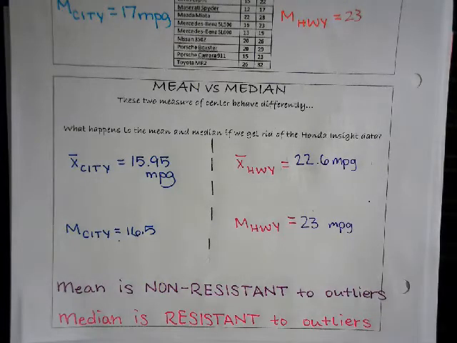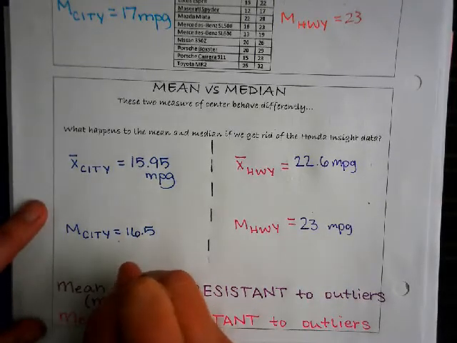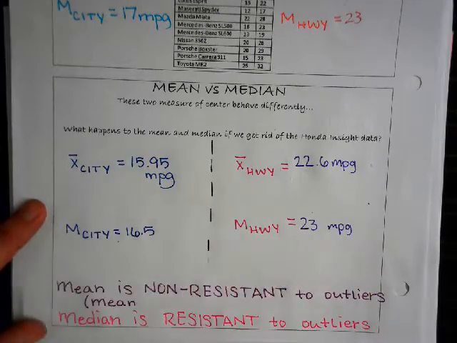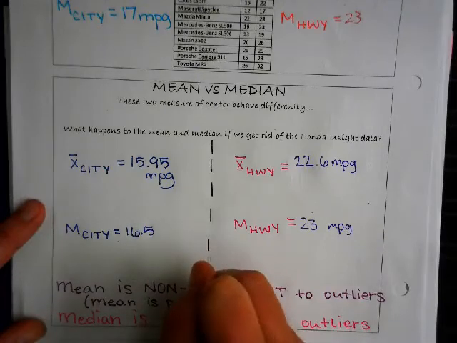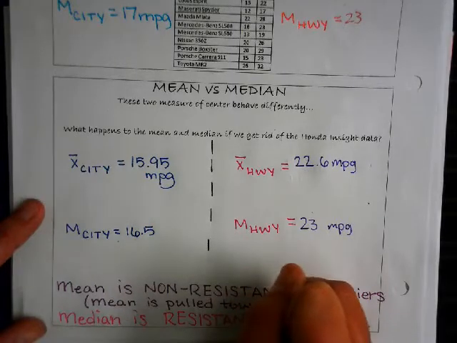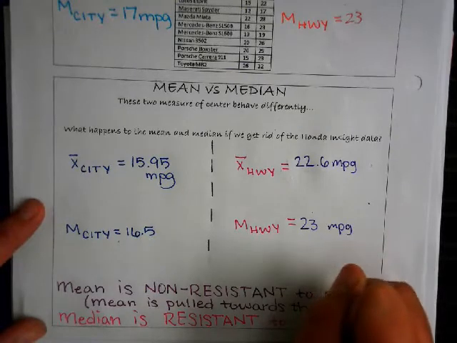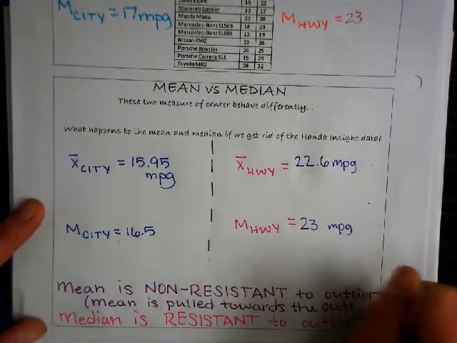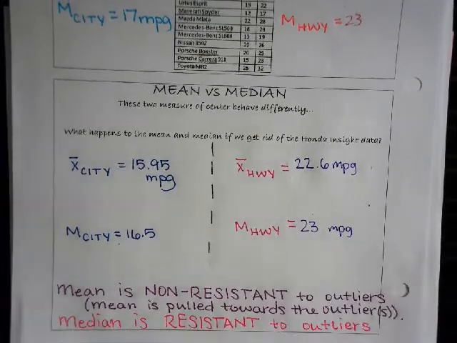I said this, but I didn't write it, so now I'm going to write it. Mean is pulled towards the outliers. Any questions before we flip our paper over?